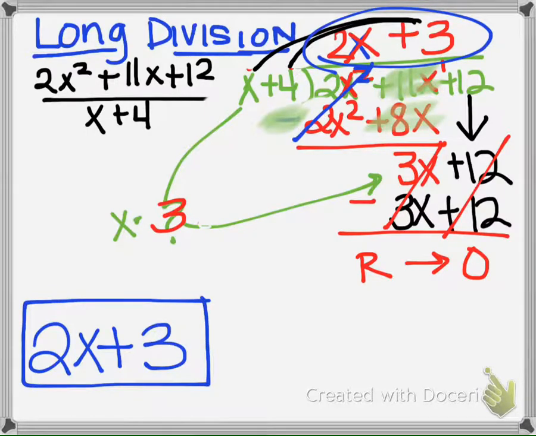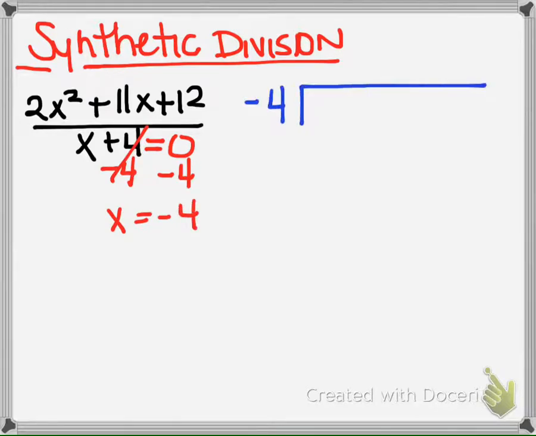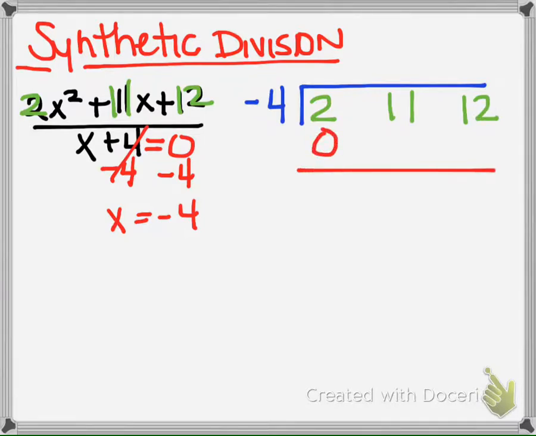Now let's go ahead and try this problem again, but this time let's show it with synthetic division. So with synthetic division, you take the denominator, you set it equal to 0, and you solve. So that is our number that is on the outside. And then the numbers that go on the inside are the coefficients of this polynomial in the numerator, and the constant as well. So then we put a 0 here, and we add.